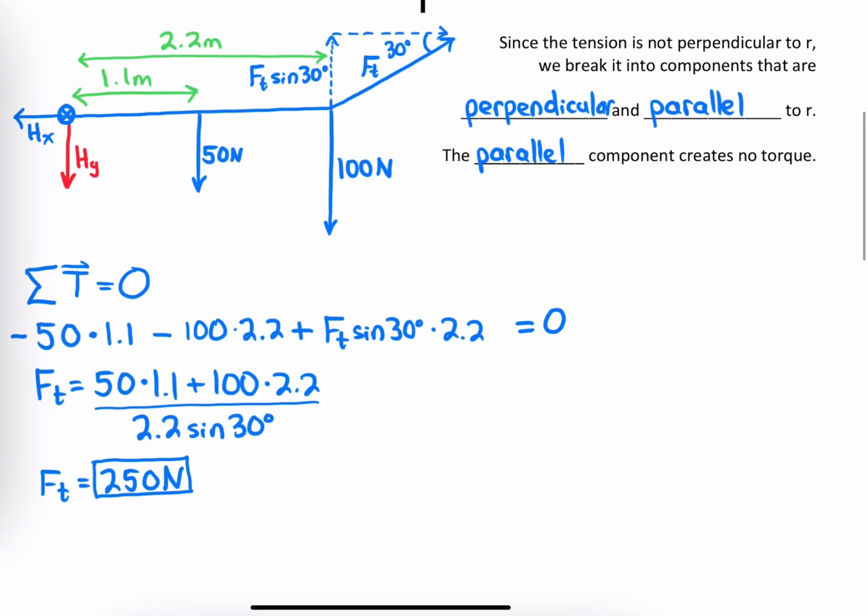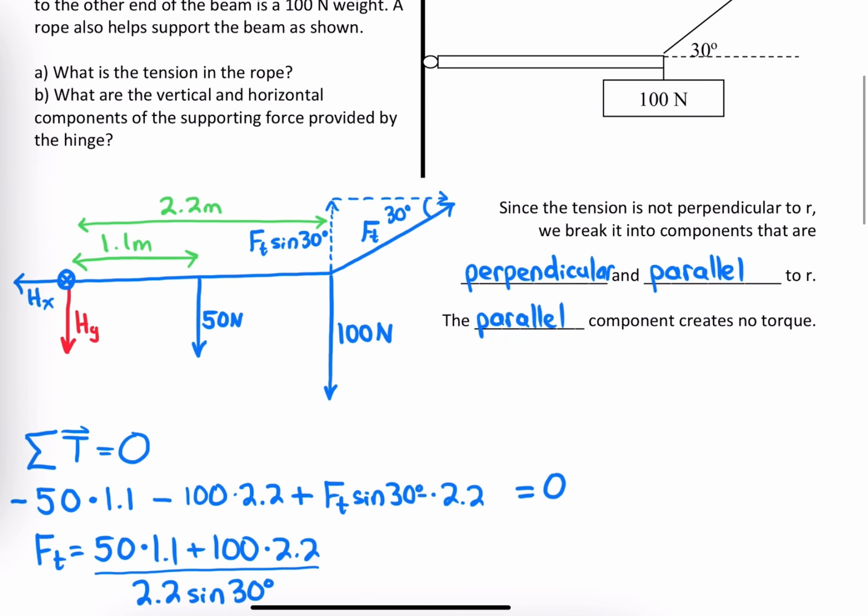So I think that solves part A, what is the tension in the rope. Part B means we need to know the vertical and horizontal components of the supporting force provided by the hinge. In other words, we need to know this guy and this guy.